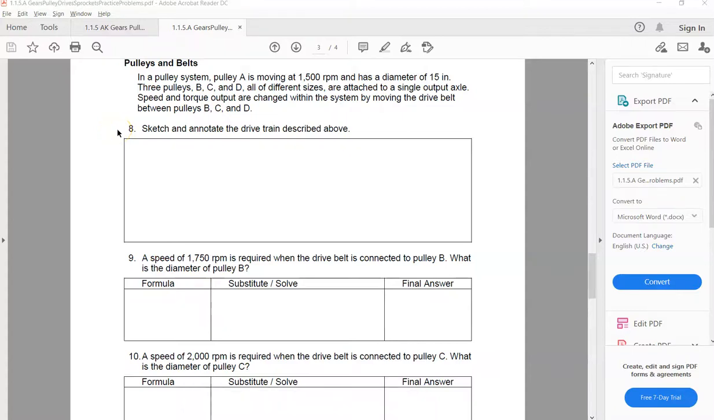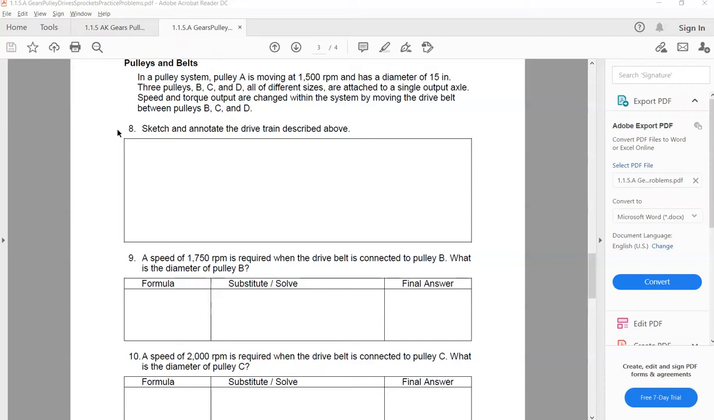Okay, continuing on with this activity, 115, we're going to look at problems 8, 9, 10, and 11. So we have a pulley system where pulley A is moving at 1500 RPMs, has a diameter of 15 inches. The belt will attach to pulley A. A will be the driver, and then the belt will attach to either B, C, or D, one of them at a time, but not all three.